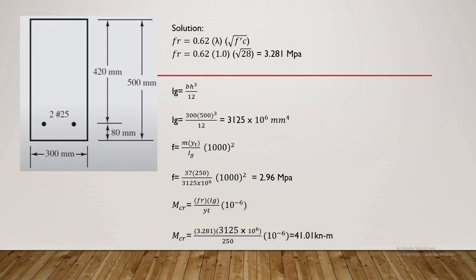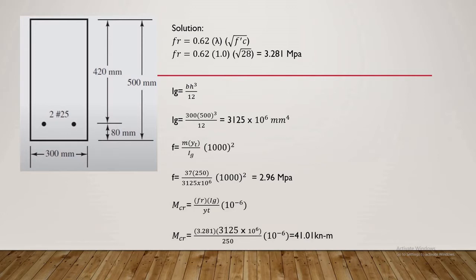Okay, so next step is to find our moment of inertia. So the formula for our moment of inertia is BH cubed over 12. Since this is a rectangular section, the formula for our moment of inertia is just BH raised to 3 over 12. Okay, so once again, substitute the values. Meron na tayong B, which is 300 millimeters, and meron tayong height na 500 millimeters. So, ang makukuha nating sagot is 3,125 times 10 raised to 6.